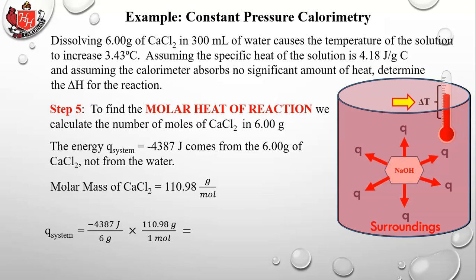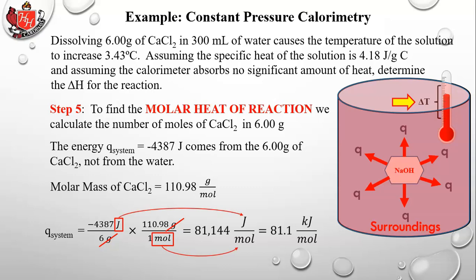So what we can take is the Q of the system, negative 4,387 joules, divided by where all that energy came from, the 6 grams of calcium chloride, and then we can use the molar mass conversion to convert from grams into moles. So when we do that calculation, the grams cancel, and we end up with joules per mole. How many joules of energy do we have per mole of calcium chloride? So that's a standard number that you can look up in a book. And the answer is 81,144 joules per mole.